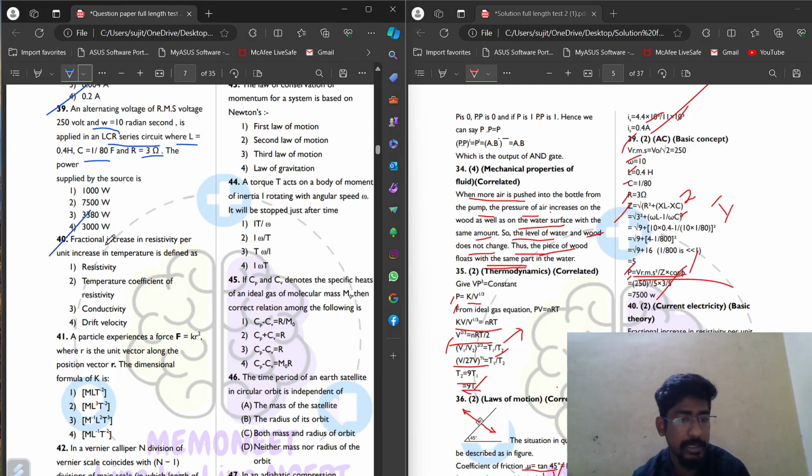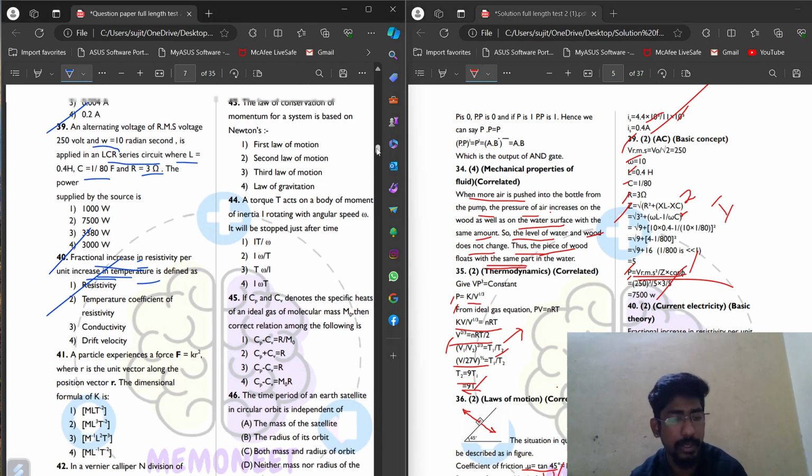Okay, the fractional increase in resistivity per unit increase in temperature is defined as... so this is a direct question. Resistivity means rho. If there is an increase in the temperature, it will only affect the temperature coefficient of resistivity, that is alpha, right? So option number 2 is correct. Here it is written RT equals R naught 1 plus alpha del T. It is the formula RT equals R naught into 1 plus alpha del T.